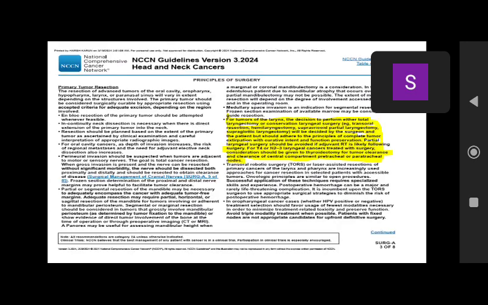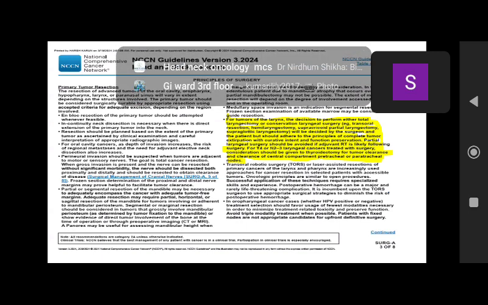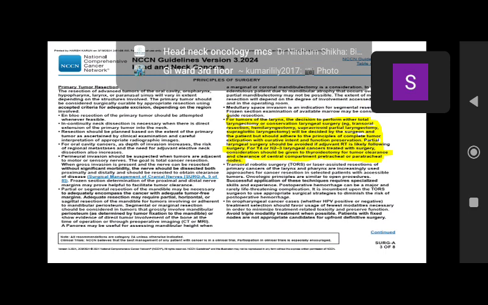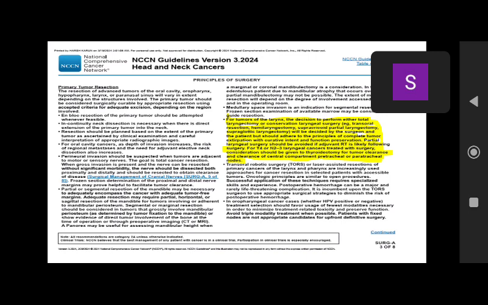So coming to tumors of the larynx, the decision to perform a total laryngectomy, a partial laryngectomy, or a supracricoid laryngectomy will be decided by the surgeon, depending on whether the complete tumor can be removed with curative intent or not. Also, if it's a T4, N2, N3 disease, or those patients that are going to require adjuvant RT, they usually avoid any partial laryngectomy. That is what NCCN says.